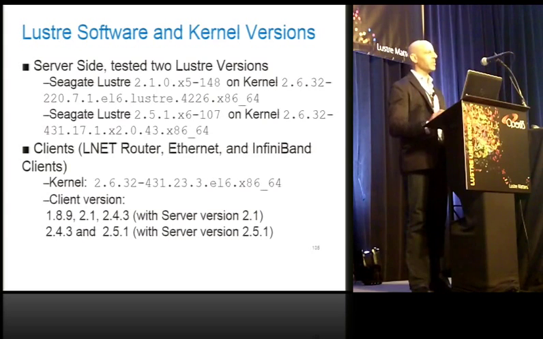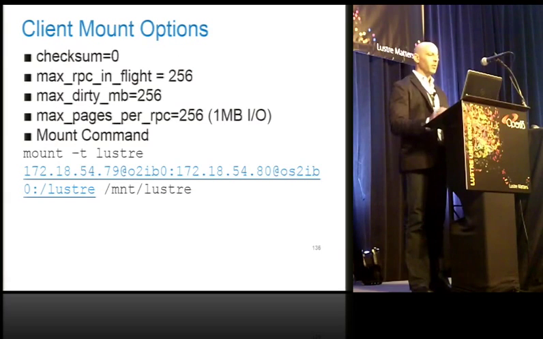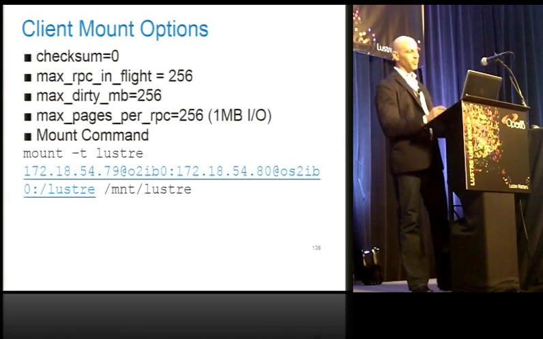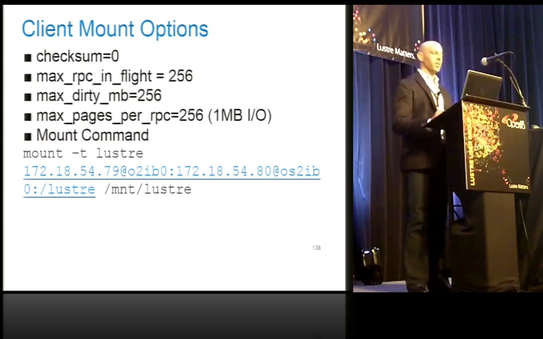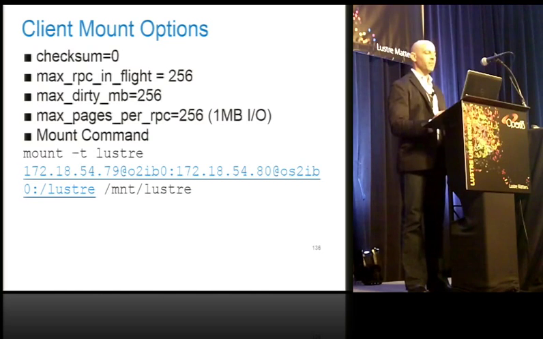I just wanted to give an example that I did exhaustive testing across multiple clients to see what was the best setup and configuration. And the majority of them, in terms of performance, all resulted the same. So the client options that I decided on initially: I disabled checksums, set max RPCs in flight to 256, max dirty MBs to 256, and for the initial testing I decided to only do 1 meg I/O RPCs. And this is the mount command that I had, consistent across all clients. Routed and non-routed clients had this mount option as well.